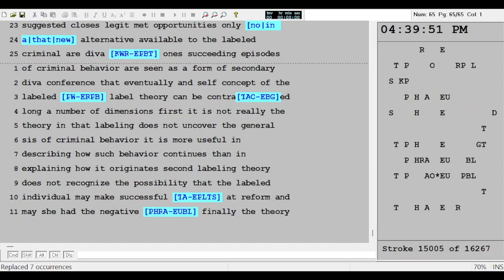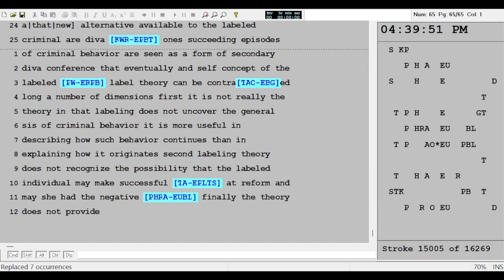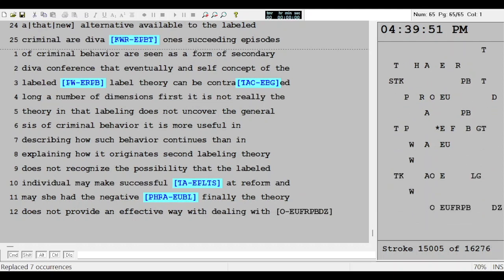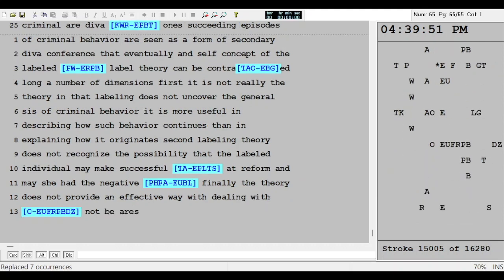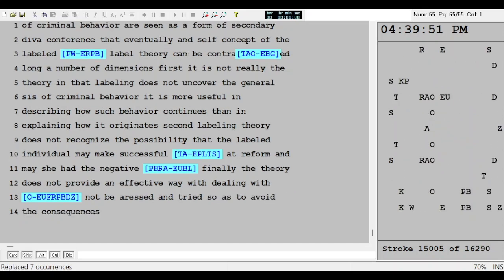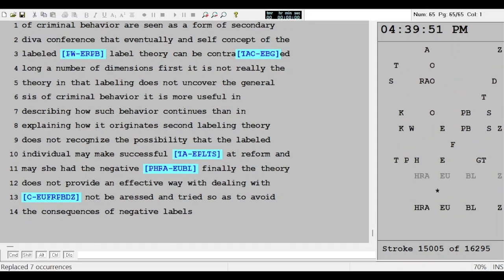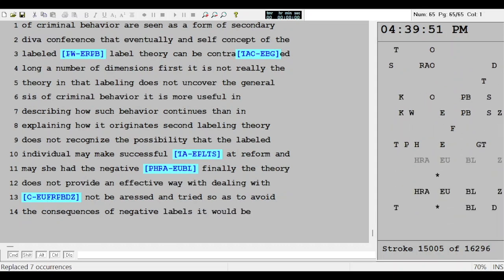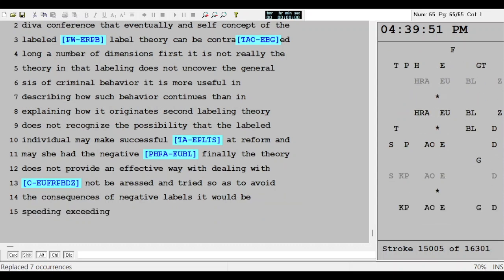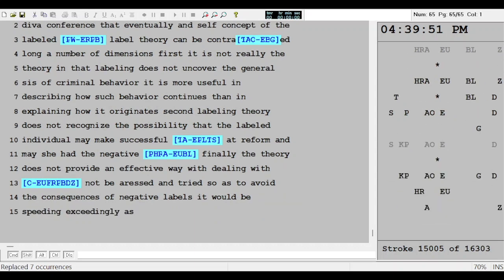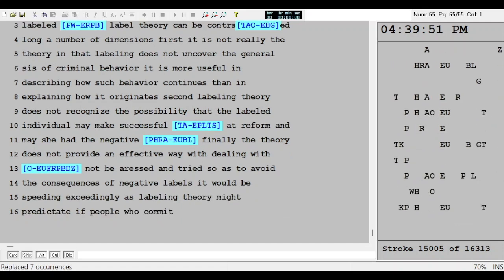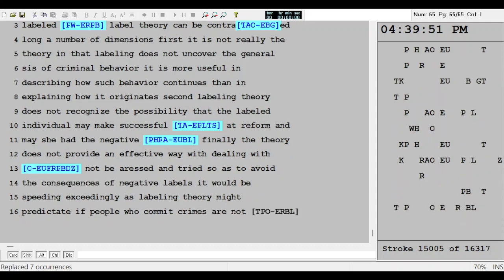Finally, the theory does not provide an effective way of dealing with offenders. Should people who commit crimes not be arrested and tried so as to avoid the consequences of negative labels? It would be exceedingly naive to suggest that all repeat criminal behavior would cease, as labeling theory might predict, if people who commit crimes are not officially handled by the system.